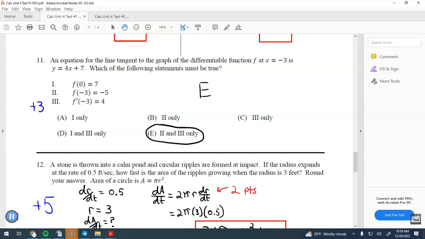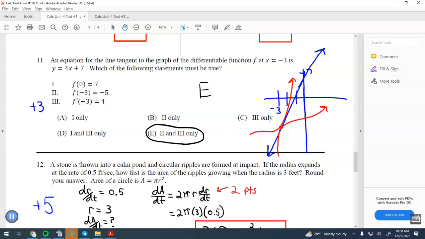Equation for the tangent line at x equals negative 3. So I've got some function, x equals negative 3, and the equation of the tangent line is 4x plus 7. So 7 is up here, so it's something like that. And that's the tangent line. I don't know what the curve looks like, but I know the tangent line is this. I don't know if it's above or below, but that's an example. It could be something like this. But I know it's going to bump up against it right at that point.